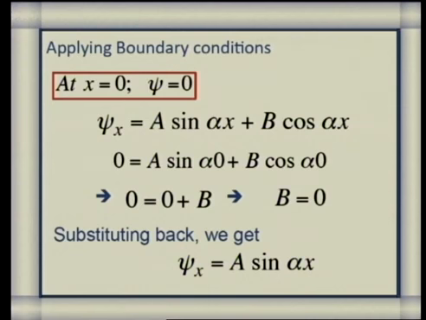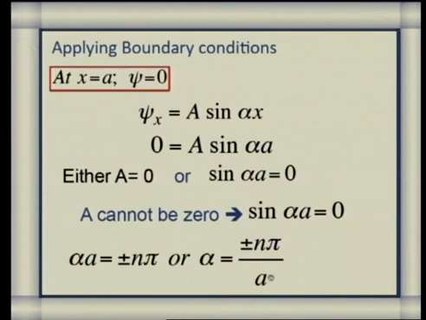Also, it adheres to the first boundary condition. Then what do I do next? I apply the second boundary condition. The second boundary condition happens to be that at x is equal to a, psi must go to 0.